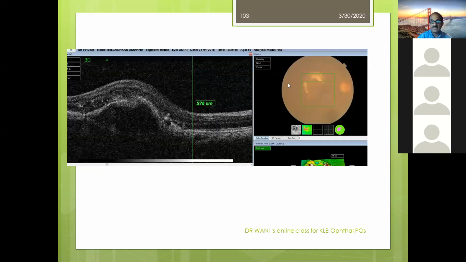And I told you there can be hard exudates. You can see that there are hard exudates around this area of RPE detachment. It's not very clearly seen because he had cataract also. But you can see that he has a lot of hard exudates. So intraretinal hard exudates can be seen not only in other vascular disorders, but also in AMD, and they have some significance.